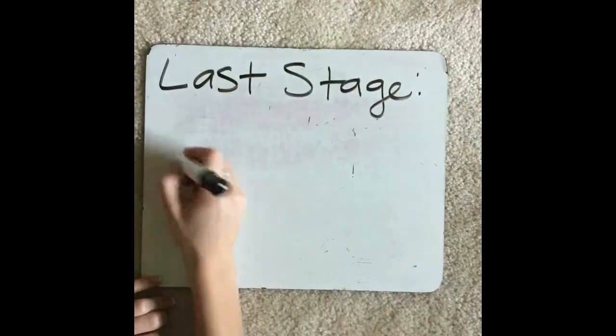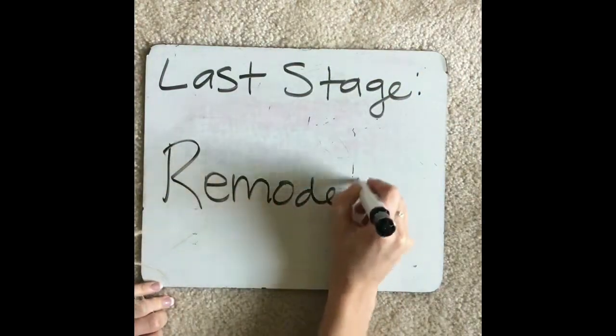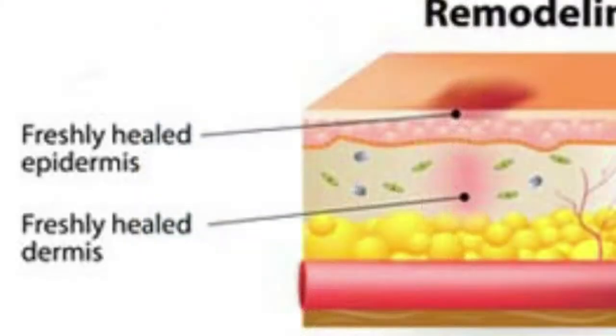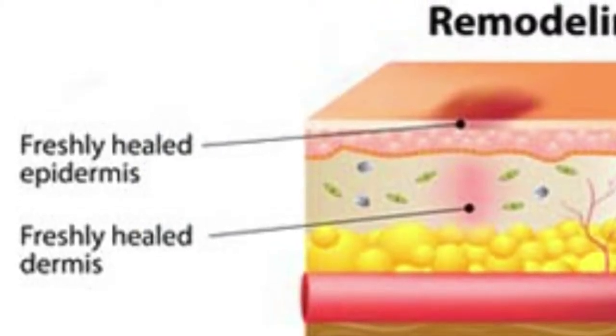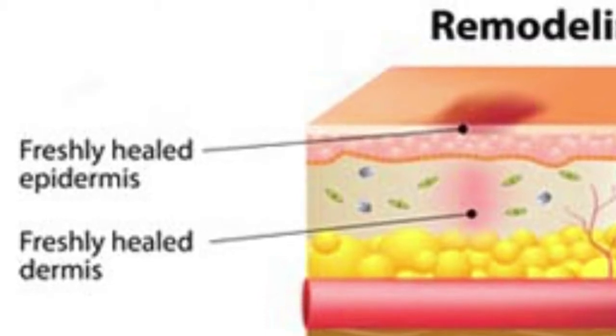Finally, the very last stage of healing is the remodeling phase. Here, the new tissue slowly gains strength and flexibility. Over time, the skin goes back to full strength and your open wound is healed.